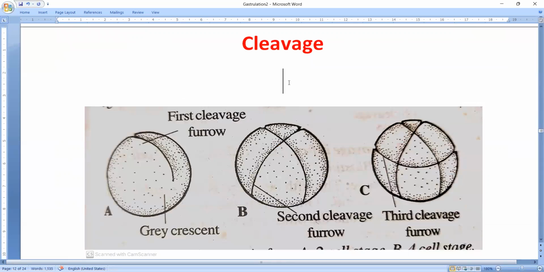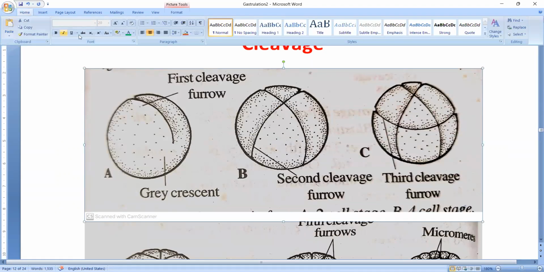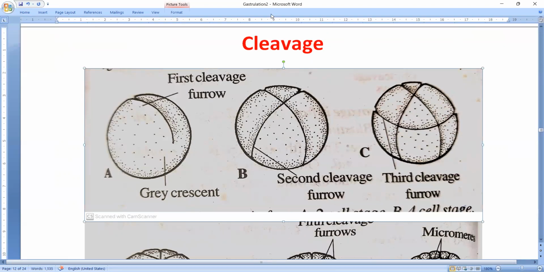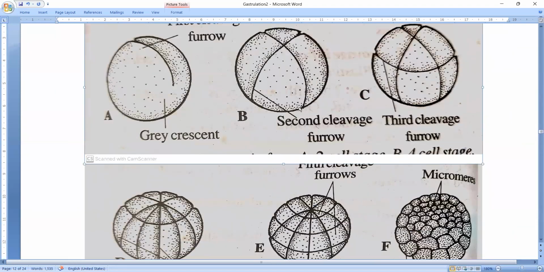So cleavage is nothing but the rapid divisions that occur in the zygote to produce the embryo. Yesterday we discussed it already, but once again, the first one is vertical and it is called meridional, through the central axis. So this is the first division, and this is the second division.